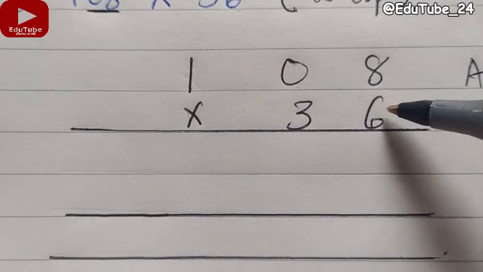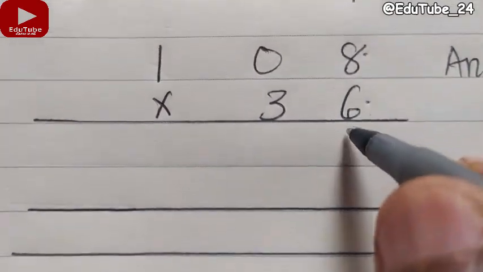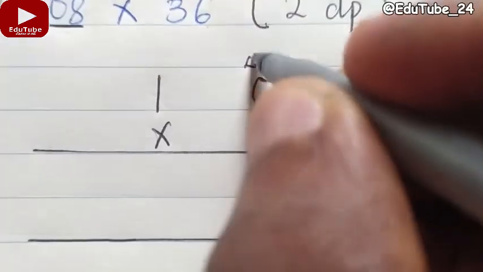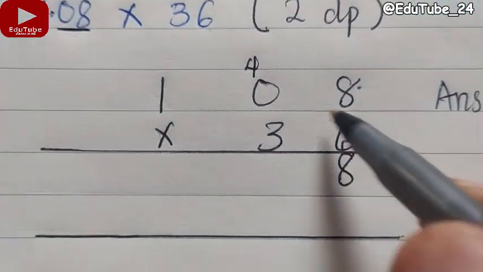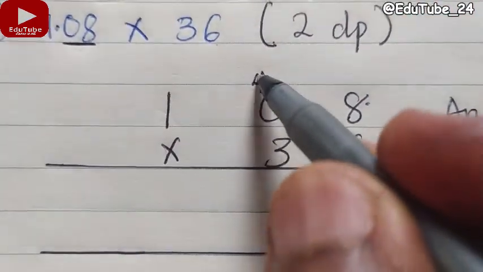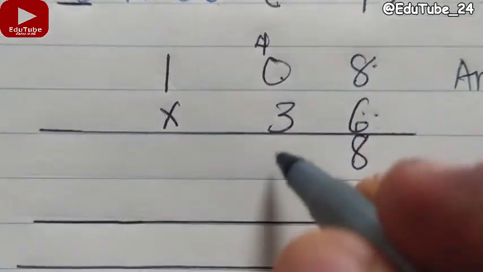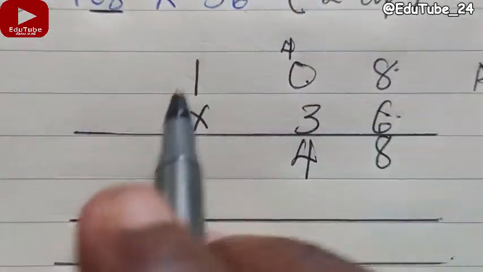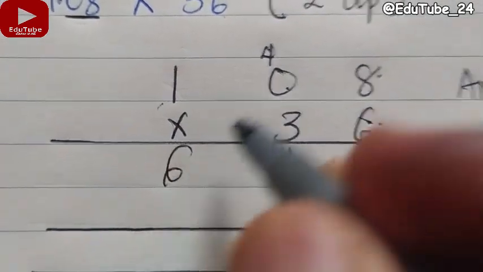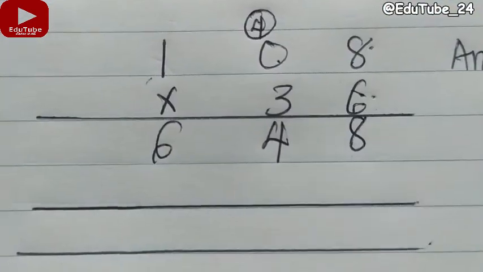So we multiply from our unit. 6 times 8 gives us 48. I will write my 8 and carry my 4 to the next number. Then 6 times 0 gives me 0. I will add my 0 to the 4 I carried over, and that will give me 4. Then 6 times 1 will give me 6. So I will circle this 4 to show that I've used it.